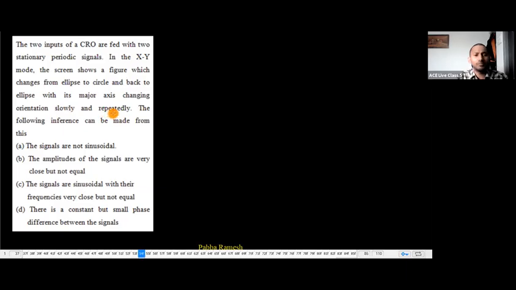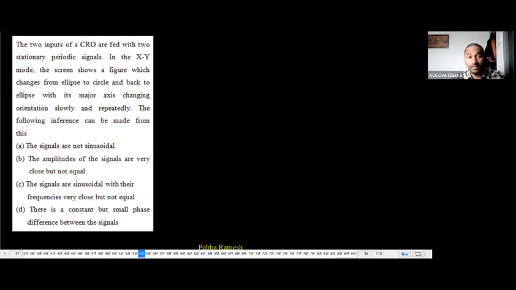This is possible when? With the change in phase shift. Phase shift of 30, 40, 50, 60, 80, 90, again 80, 70, 60, 50, 40, like that. It keeps on changing. Now, the signals are not sinusoidal? No way. Circle is possible with sinusoidal signals only. Wrong.